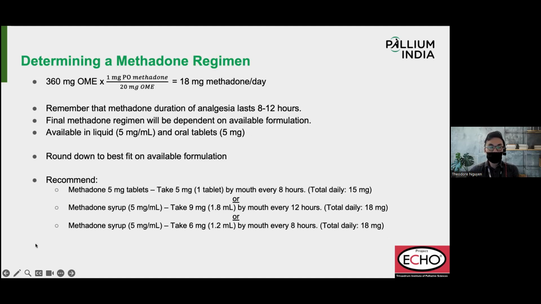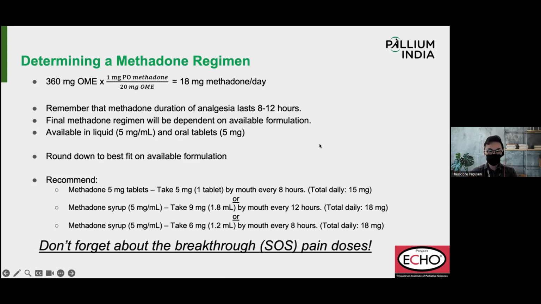If methadone syrup is being dispensed, it is recommended to provide them with an oral syringe so they can adequately measure, and provide education so they know what dose to draw up to, and maybe even consider marking it. If there are any dose adjustments, provide new oral syringes with markings and make sure to discard the old ones. And again, don't forget about providing breakthrough pain dosing.